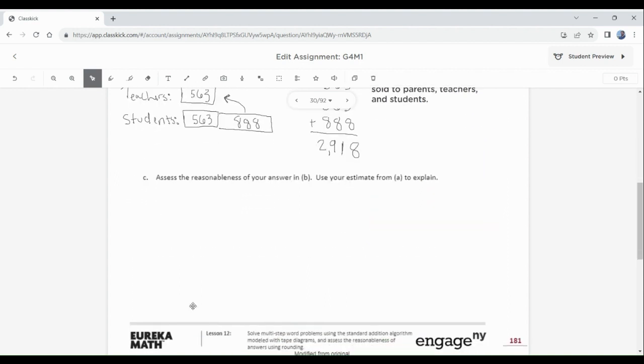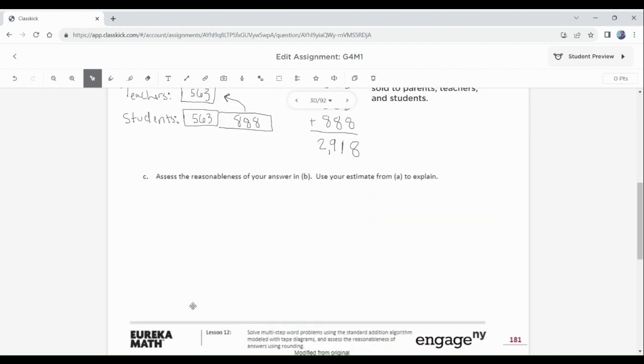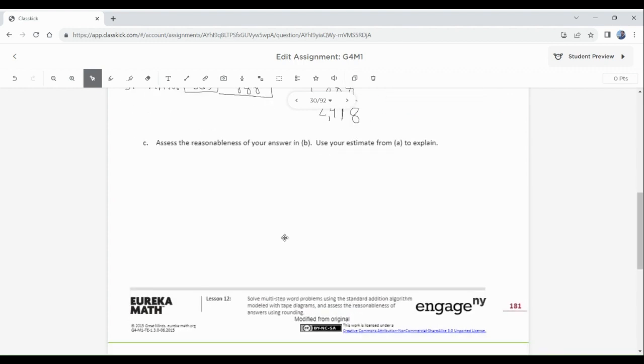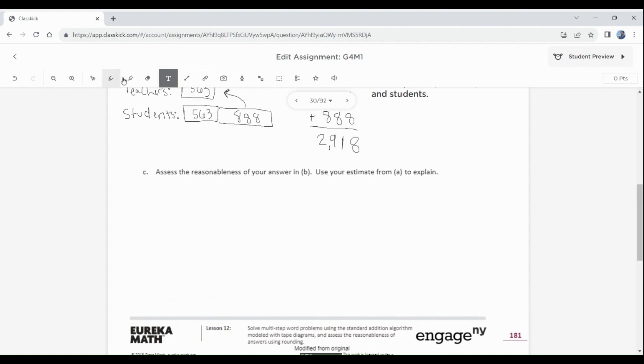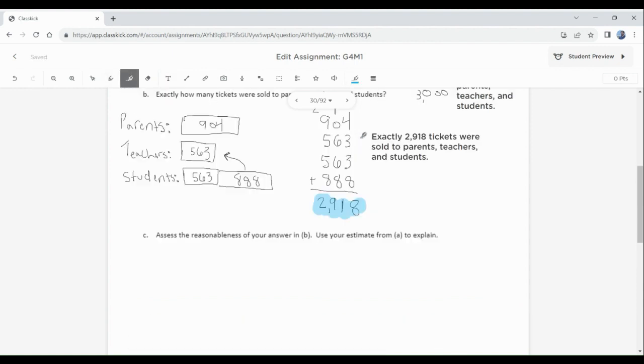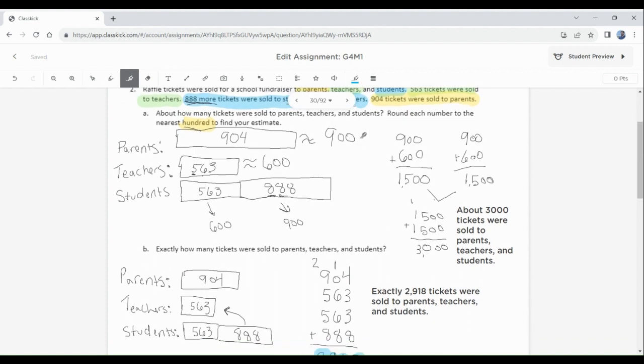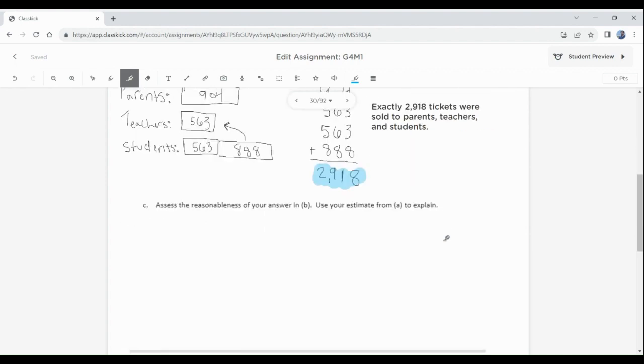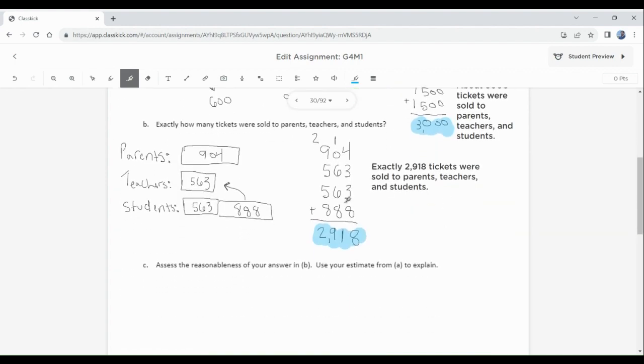And last we have letter C, where we're comparing these two answers. Assess the reasonableness for your answer in part B. Use your estimate from part A to explain. So really I'm looking at whether or not 2,918 is reasonable compared to 3,000. So are those numbers fairly close to each other? I would say they are pretty close to each other.